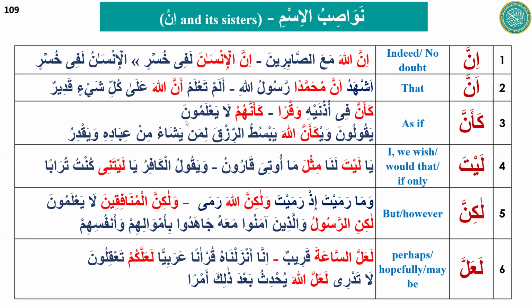Layta is a similar thing. You see, because of layta, it is mithla. This is used as mudaf here. It is light, but you see, it is mansub because of layta. Layta has made it mithla. And over here is laytani kuntu turaba. In this example, wayakulul kafiru, and the disbeliever will say, Ya laytani kuntu turaba, I wish I was dust.